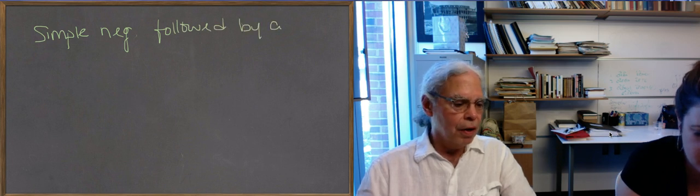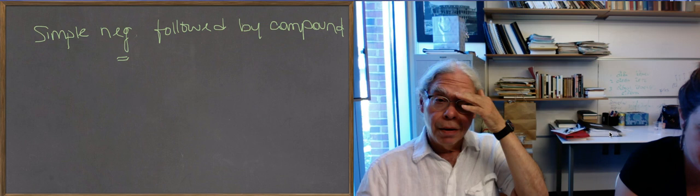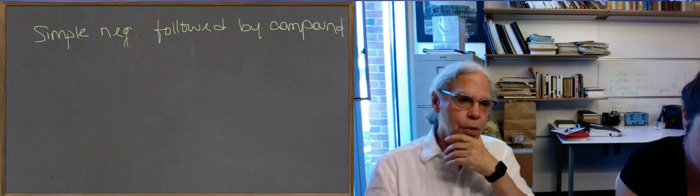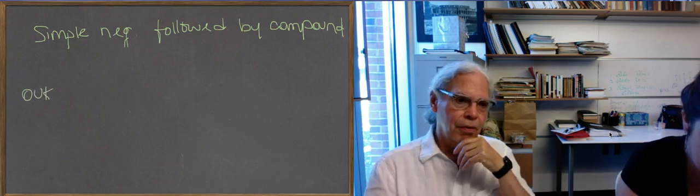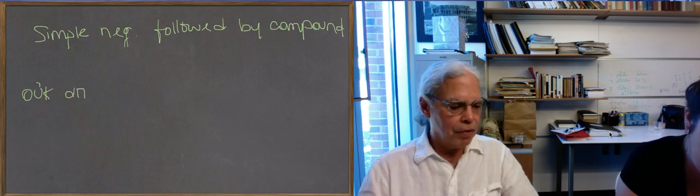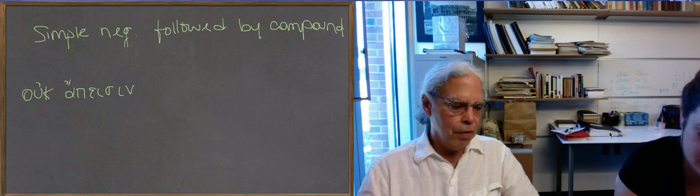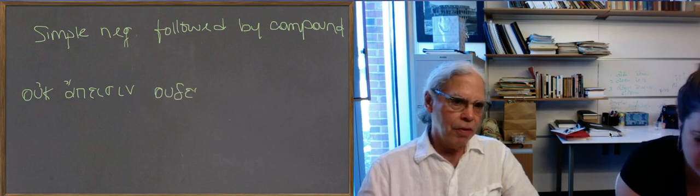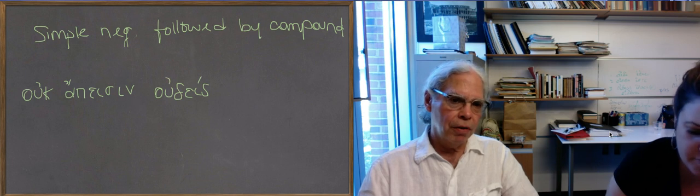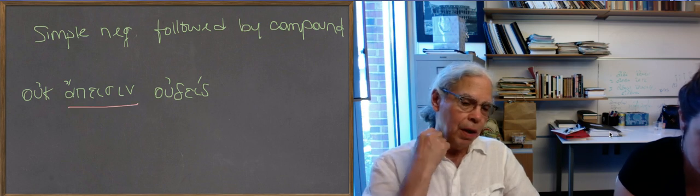So the book gives you the example of ouk apeisin oudeis. I want to write that one down. Yep. Ouk. There's the simple negative, ouk, with the kappa suffix that you have before a vowel. Apeisin. We'll talk about this form in a second. Apeisin with an acute on the first syllable. And then oudeis. So oudeis is the nominative singular masculine of the word for no one. And apeisin is a compound of apo and the verb eimi, to go.